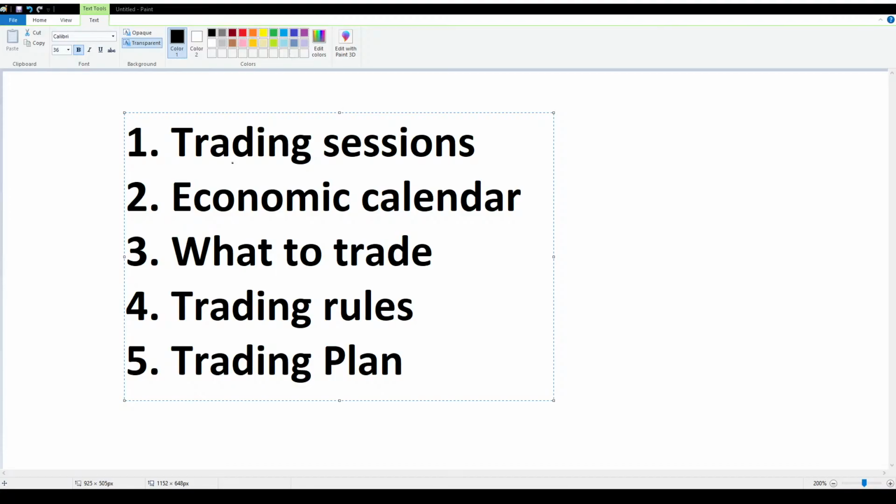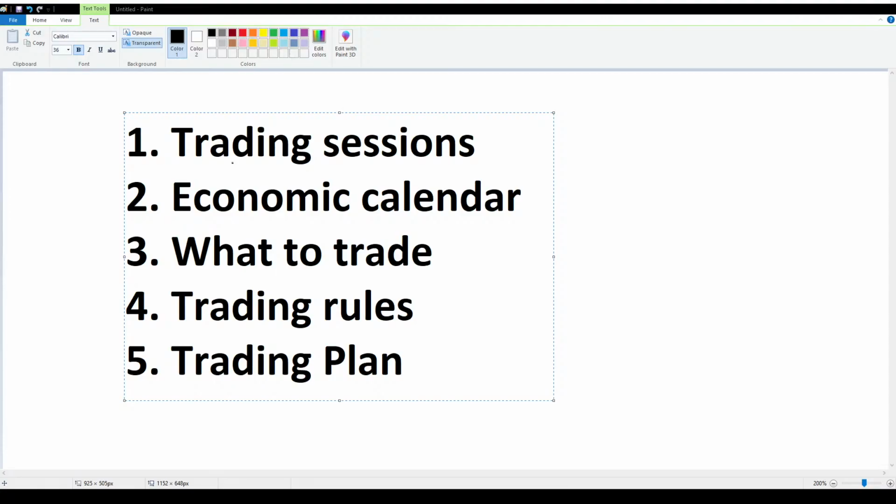So what's on the agenda today is, number one, we're going to look at the different sessions. You guys know that there's more than one session. Number two, we're going to look at the economic calendar, where we see the different news events. Number three, we're going to talk about how to select the things that you want to focus on. Number four, we're going to look at our rules, like what do we look for when we want to find a good trade. And number five, we're going to discuss how to develop our trading plan. That's the agenda for today.